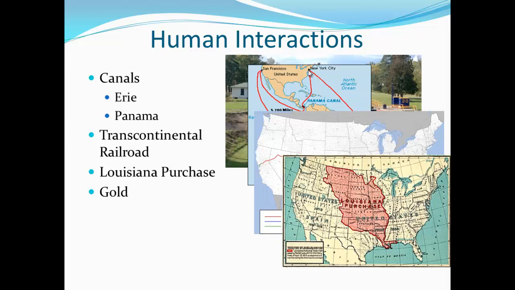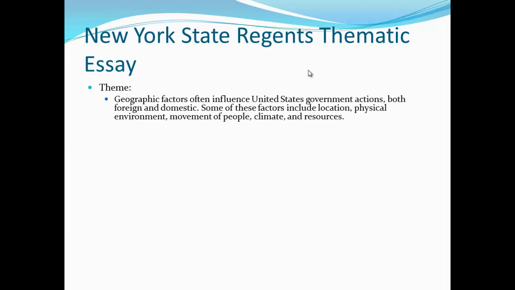And the last topic we want to talk about with human interaction geography is gold. Gold will play a role in westward expansion during Manifest Destiny and the development of the Transcontinental Railroad. We'll also see the issue of gold in Georgia and pushing Native Americans farther west during the Trail of Tears. Okay, let's finish this up with a past New York State Regents thematic essay topic, something that you could very well see on your exam. So let's talk about the theme. The theme said geographical factors often influence United States government actions, both foreign and domestic.